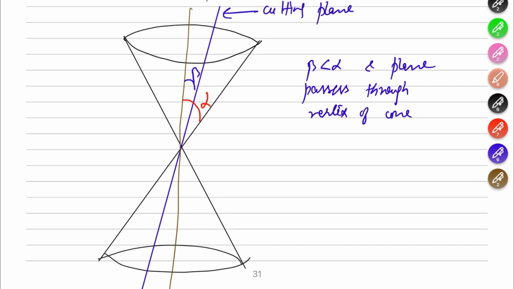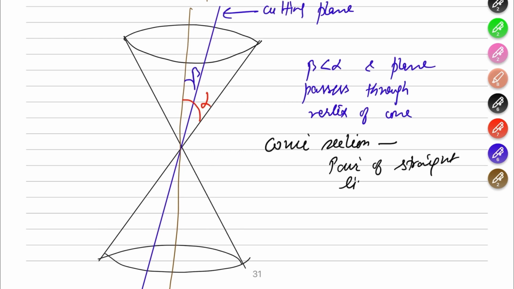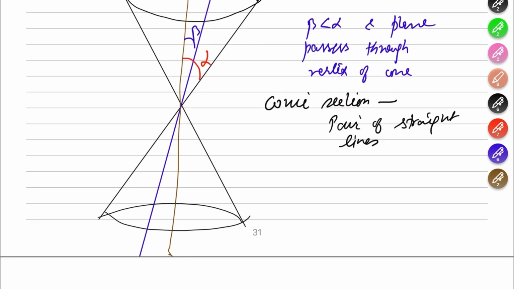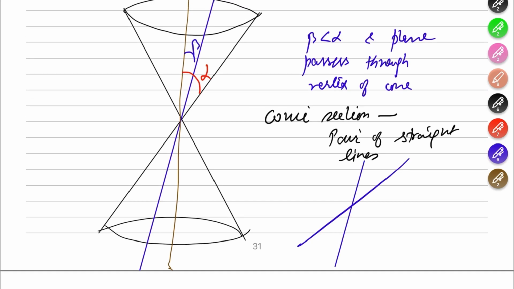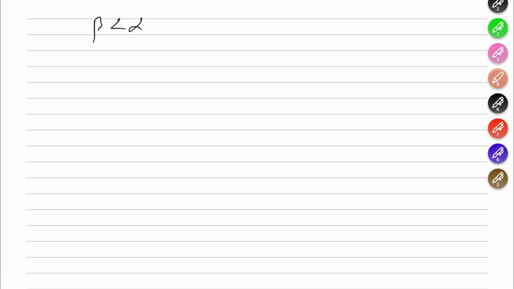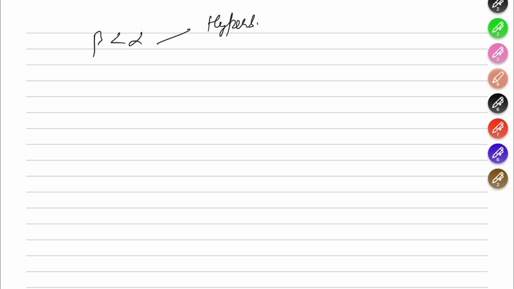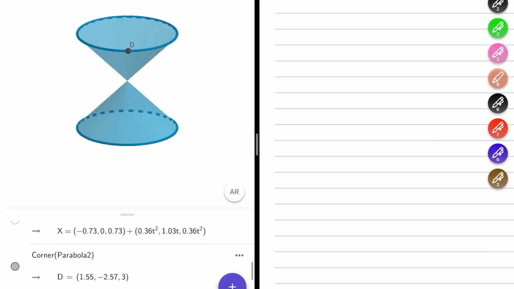In this case, we observe that the conic section is a pair of straight lines. Something like this is a pair of straight lines. When beta is less than alpha, there are two possibilities: one is a hyperbola, or a pair of straight lines. Okay, so this is a cone.